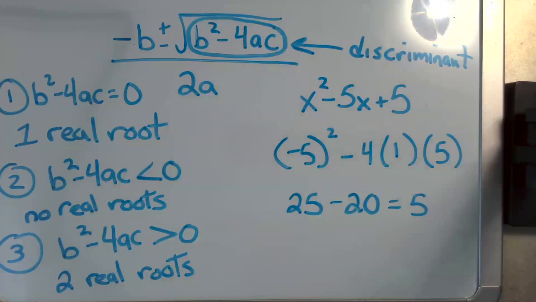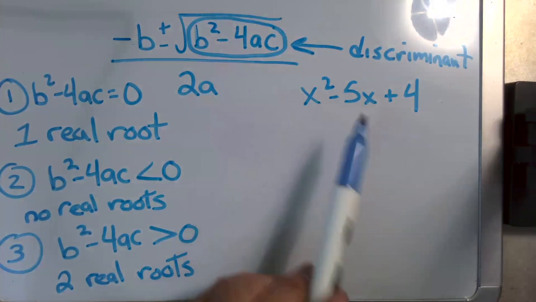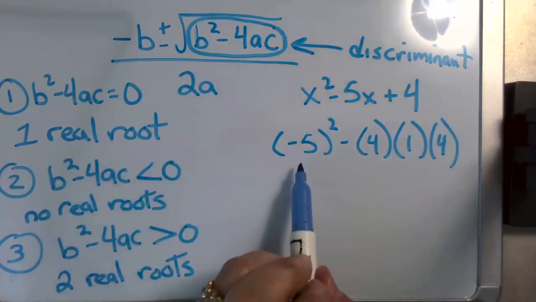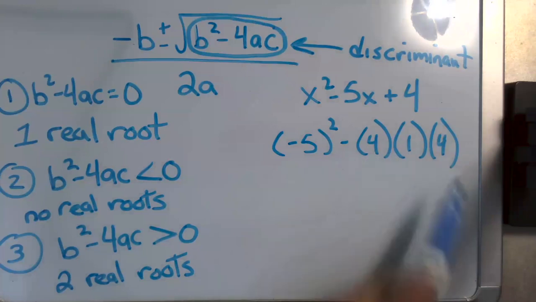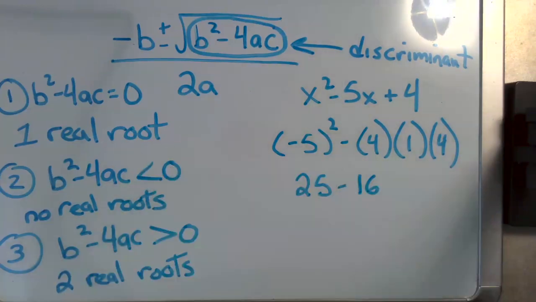All right, now stay tuned for some bonus math geekery. Let's look at this similar but different example, x squared minus 5x plus 4. Well, let's find our discriminant. B squared minus 4 times a times c, and when we simplify that, 25 minus 16, which is 9. Here's what I want to point out to you.